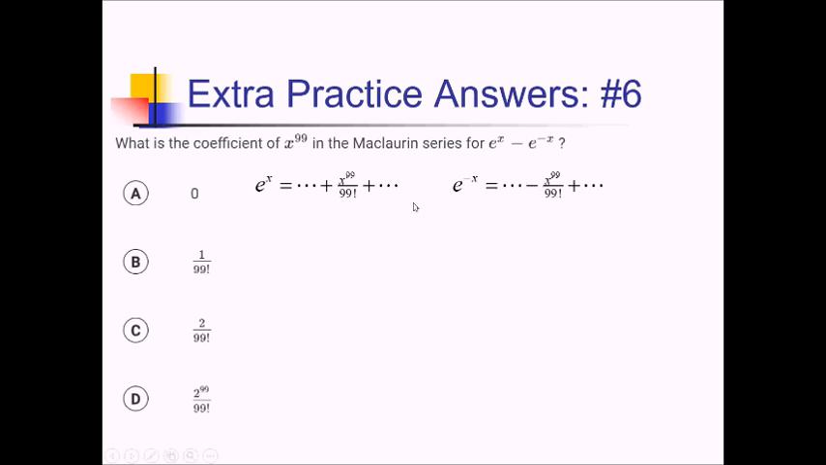So to get the coefficient of x to the 99th for e to the x minus e to the negative x, well, you've got to combine like terms. So we have x to the 99th over 99 factorial minus this term here in the e to the negative x expression. Well, minus is actually going to give us a plus. So that ends up being positive 2 over 99 factorial times x to the 99th. So then our coefficient is 2 over 99 factorial, giving us answer choice C.